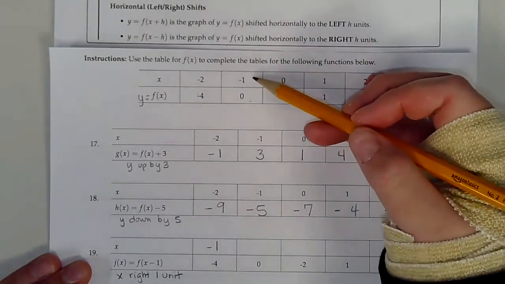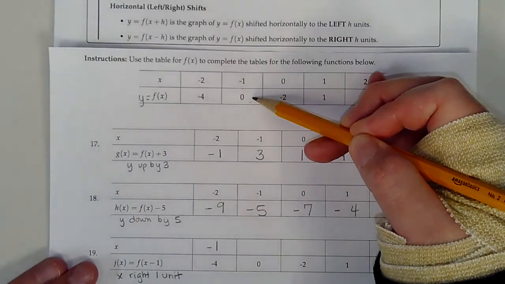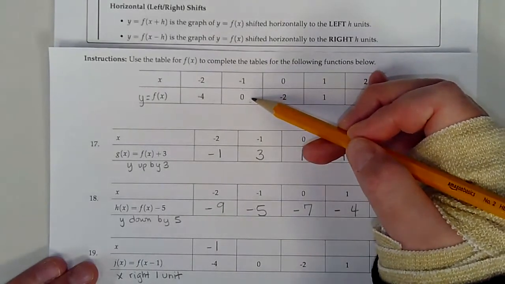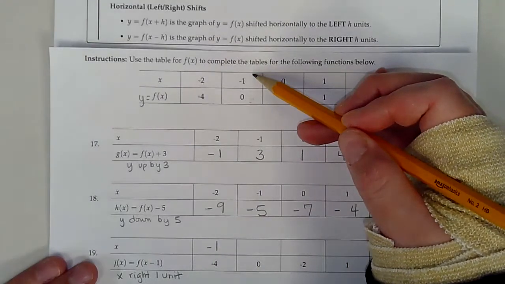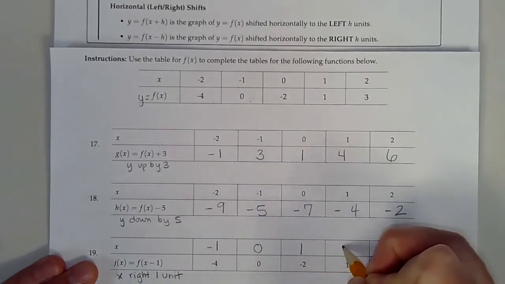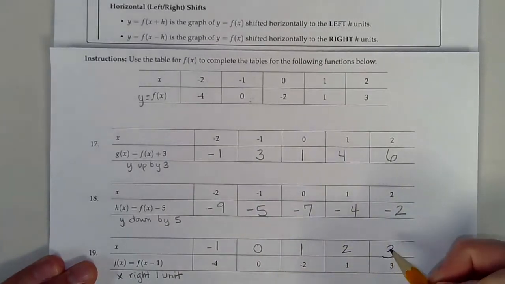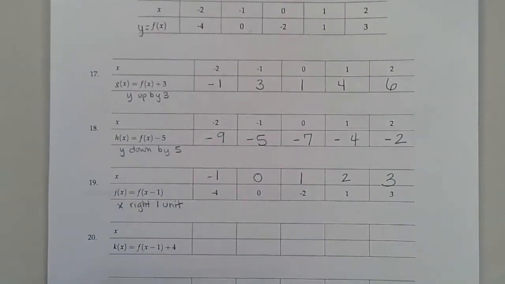Same thing with this next point. When x is -1, y was 0. This f of the quantity x minus 1 says the y stays the same, but the x is going to go up by 1 because we're going right 1 unit. So this will give me a 0. If I keep going, I get a 1, a 2, and a 3. Okay. Number 20, now we're putting two things together.